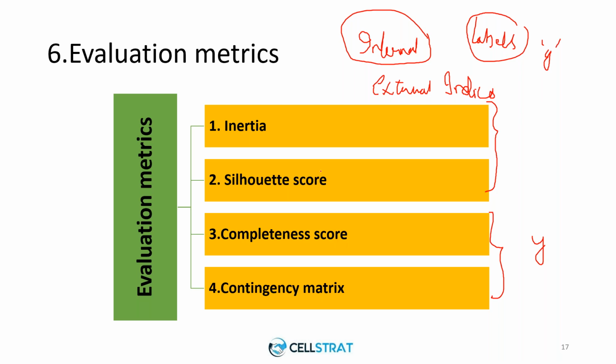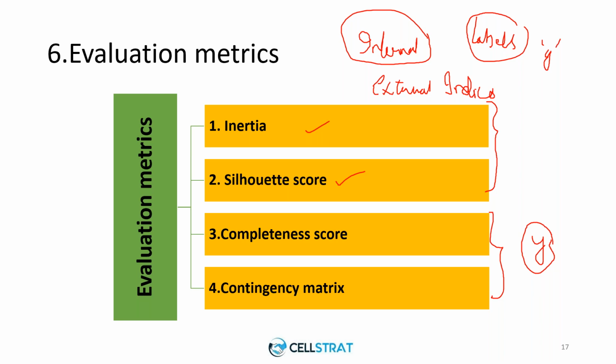But in most scenarios in unsupervised learning, we have to rely on internal indices such as inertia and silhouette score, where you don't have a y label. But let's say in some scenarios you do have y labels for some data out of a large quantity of data. Then, just as a check of how it is working, to get some confidence, you can use the other two evaluation metrics.